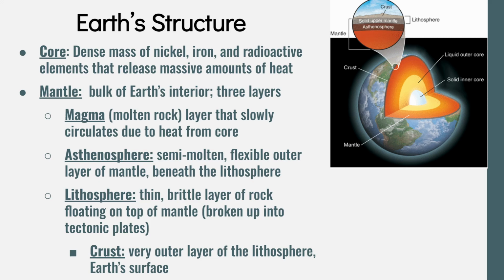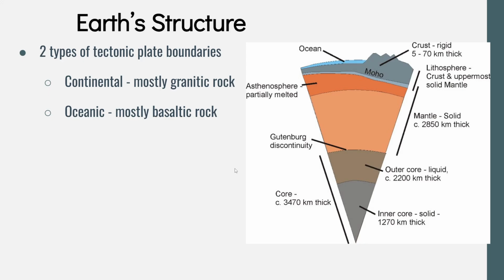Then on the very top of the lithosphere, we have the crust, and this is where soil, plants, and organisms live. This is where all of life on Earth exists. The crust is divided into two different types of tectonic plates. Continental tectonic plates are less dense, thicker, and composed mainly of granite rock. Oceanic plates are denser, thinner, and are mainly composed of basalt.